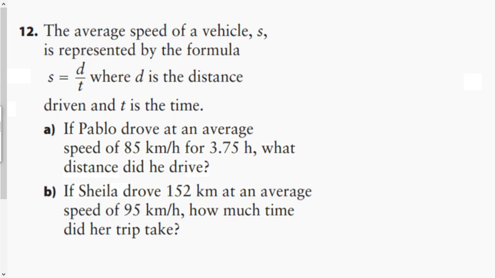The average speed of a vehicle S is represented by the formula S equals d divided by t, where d is the distance driven and t is the time. If Pablo drove an average speed of 85 kilometers an hour for 3.75 hours, what distance did he drive? And then B, if Sheila drove 152 kilometers at an average speed of 95 kilometers an hour, how much time did her trip take? Okay, I'm going to press pause. You go ahead and try this. You press pause too, and then press unpause to see the solution. All right, here we go.